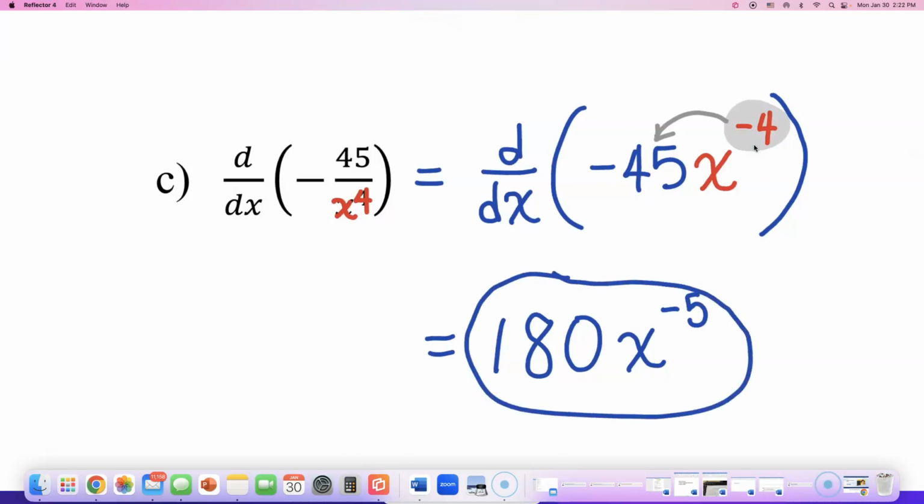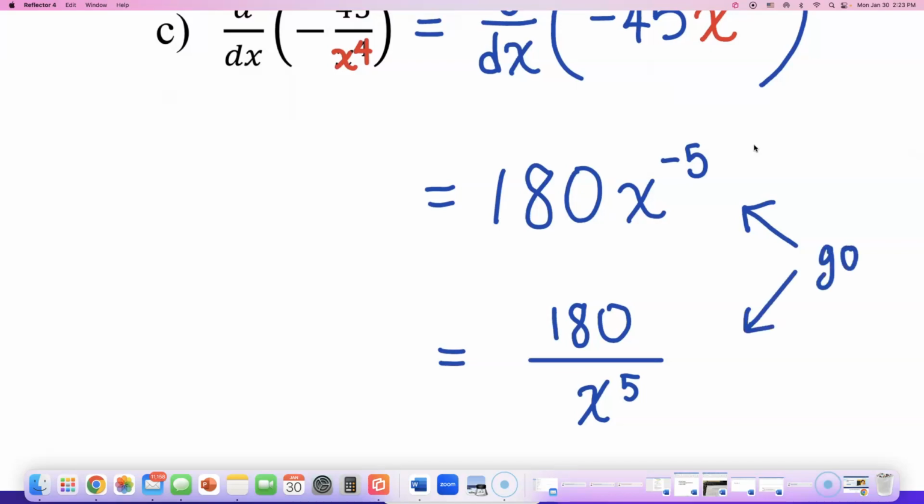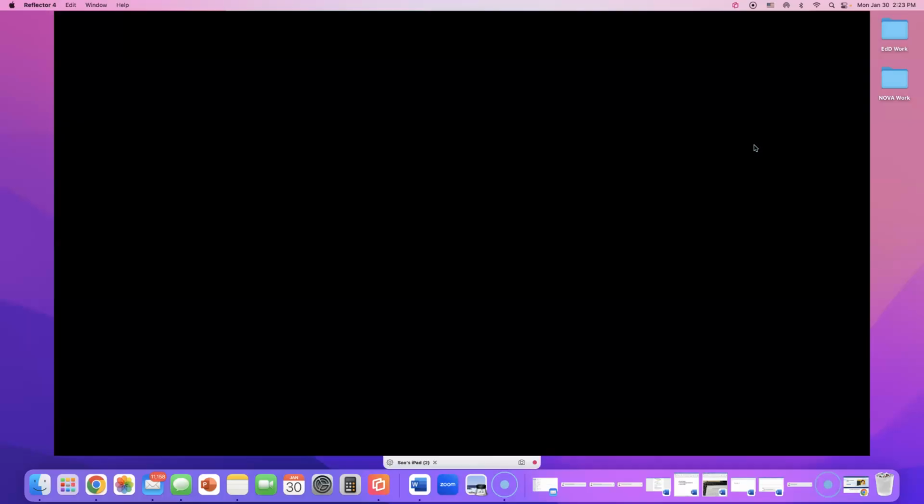Now look, if you want to rewrite this back in fraction format, you can write it as 180 over x to the 5th power in the bottom. Both are good. Both are thumbs up, okay? All right, let's look at a couple more examples.